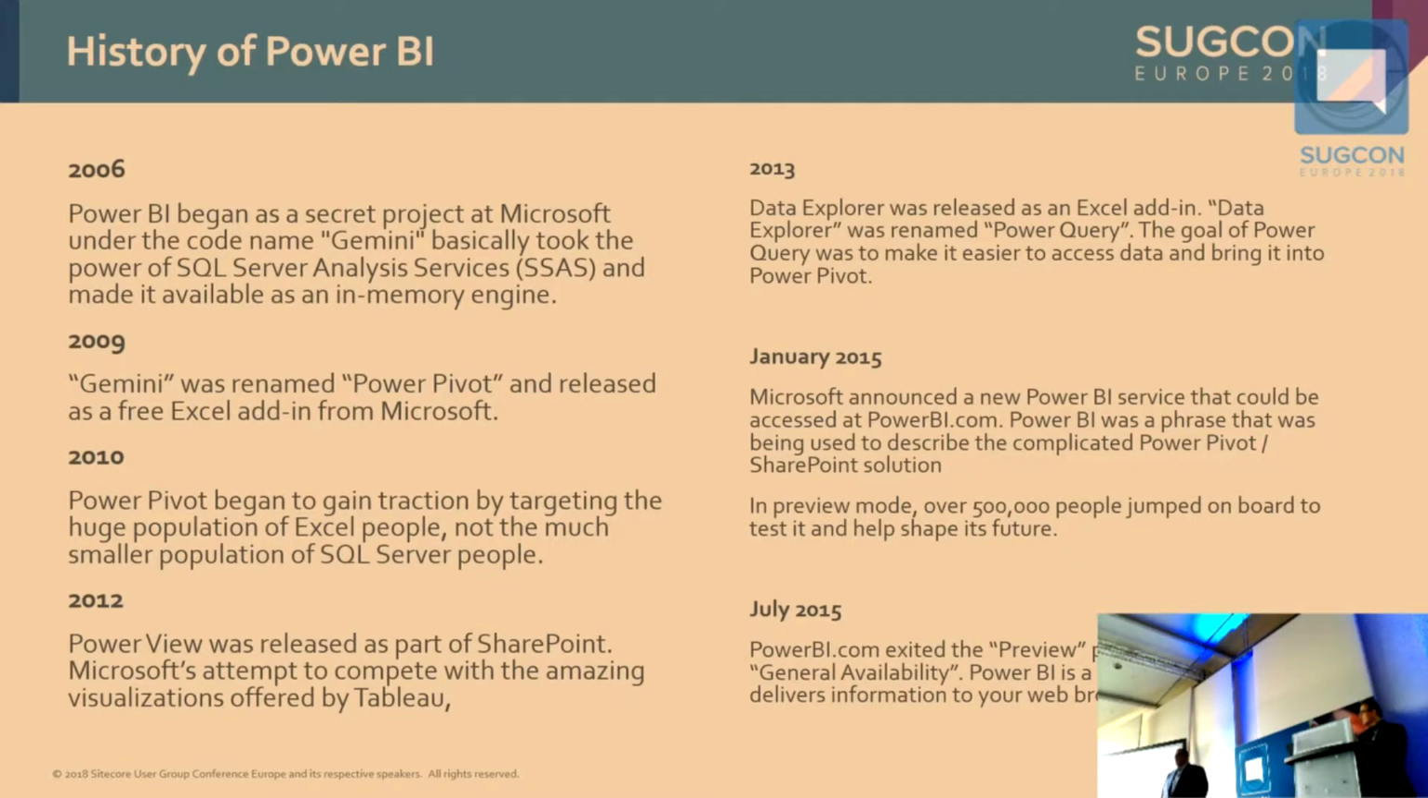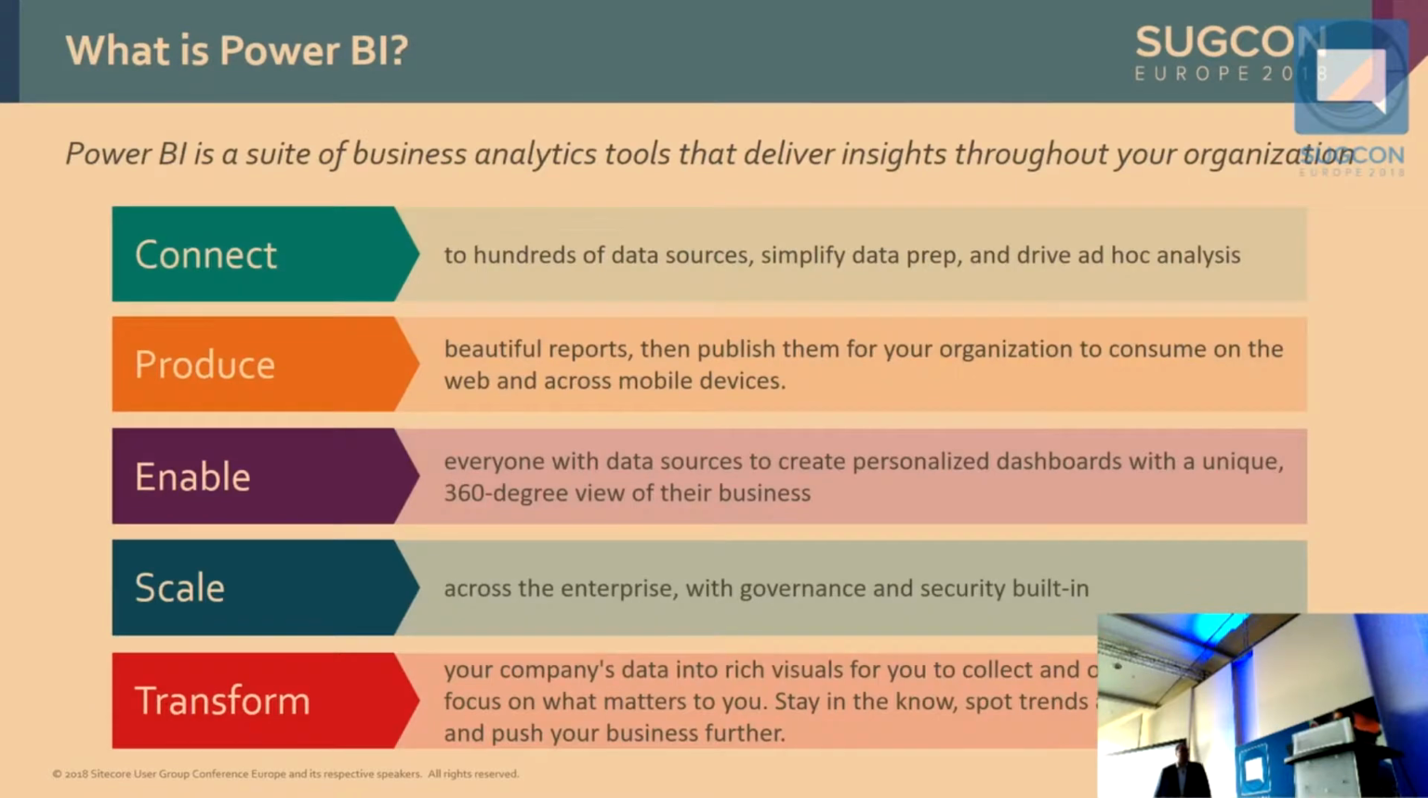It was kind of a secret project that Microsoft had using some SQL Server Analysis Services. And you'll hear it was codename Gemini. You'll hear things such as Power Pivot and Data Explorer as it evolved from 2009 to 2013. And then in 2015, Microsoft actually released a preview of Power BI. It had a ton of people jump on to test it out in preview and exited preview in July of 2015. And now it's kind of synonymous with data analytics, especially on the Microsoft stack.